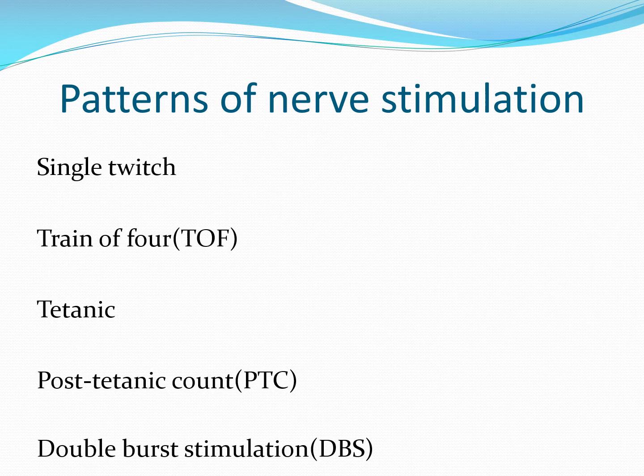There are five patterns of nerve stimulation: a single twitch, and this is rarely used clinically, train of four, most popular, tetanic stimulation and post-tetanic facilitation, post-tetanic count, and double burst stimulation.